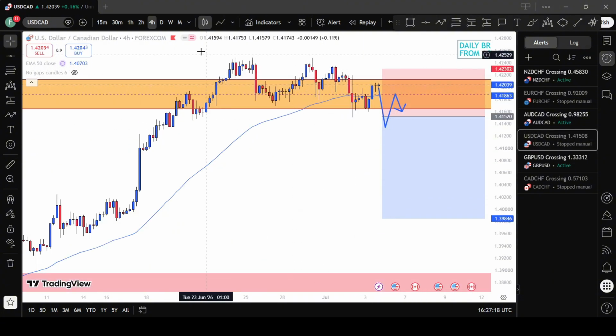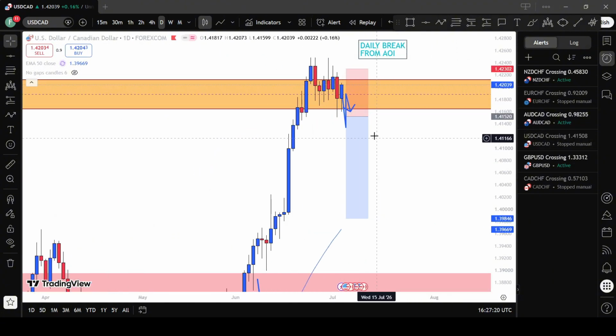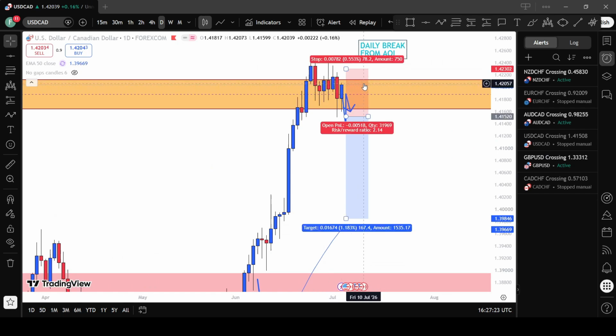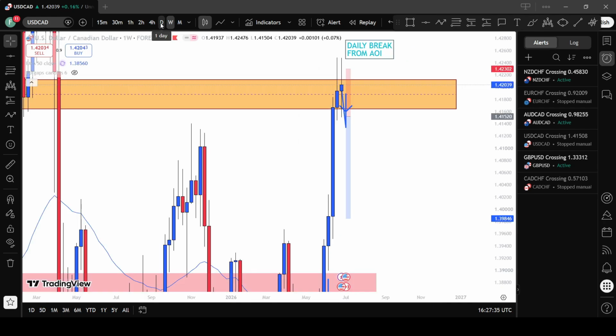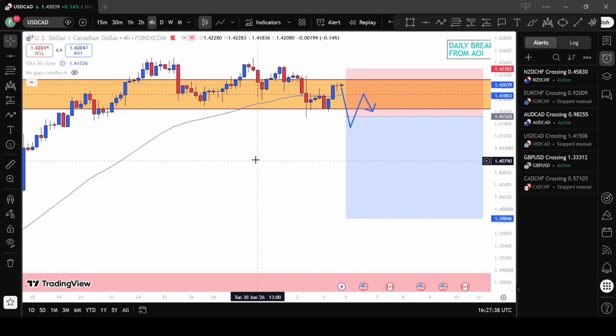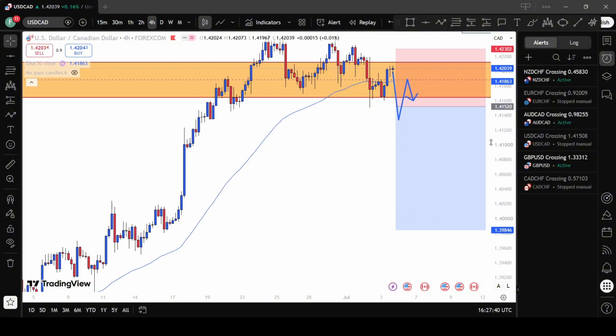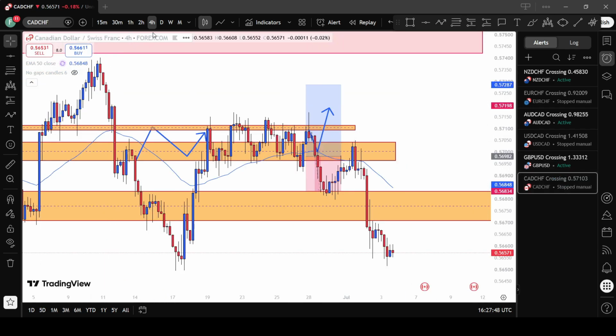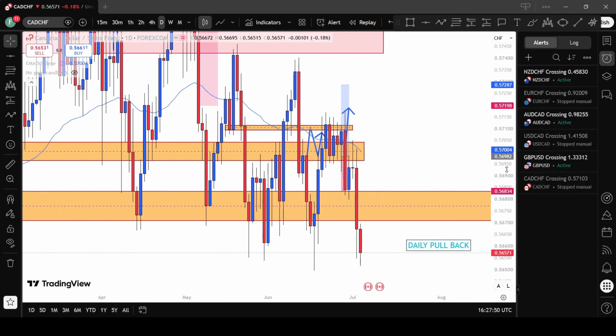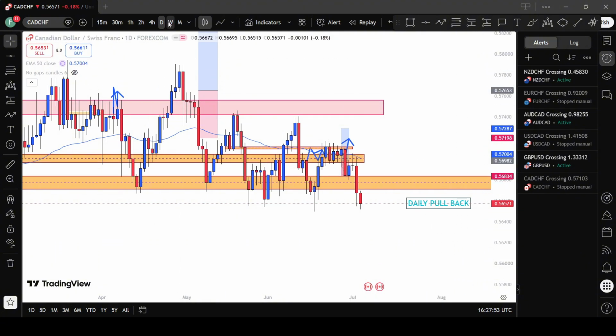USD CAD needs a daily break from this area of interest, because without a daily break, I won't be interested in taking this trade. We're within the area of interest and the price is above the area of interest, we're not below. So if we're not below, I'm not interested. So I need a break below this area of interest so that I can be interested in taking this trade. That's USD CAD, or the exchange GBP USD. So CAD CHF now, basically the same thing here. Need a daily retest to sell this trade.